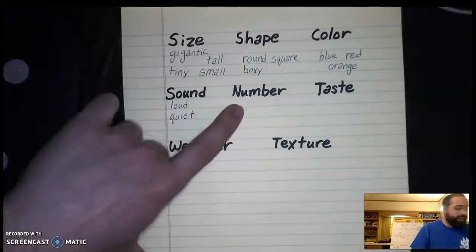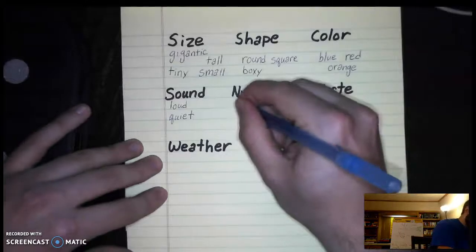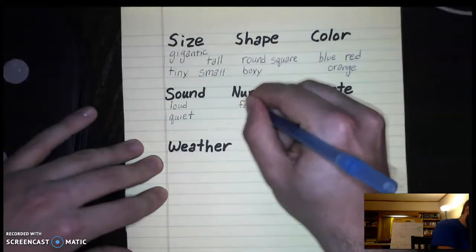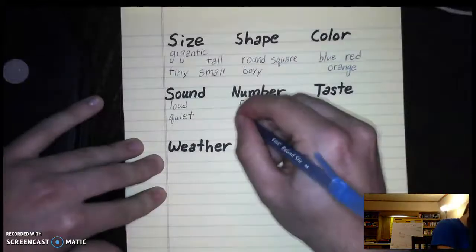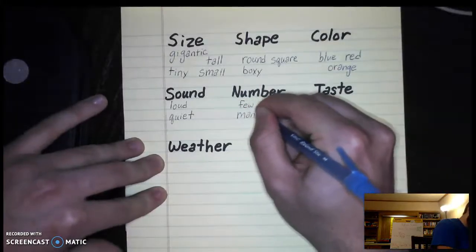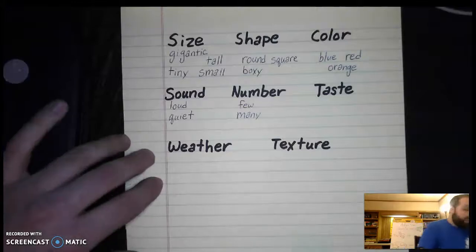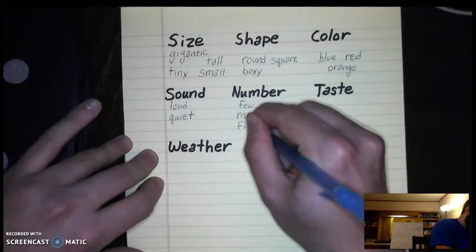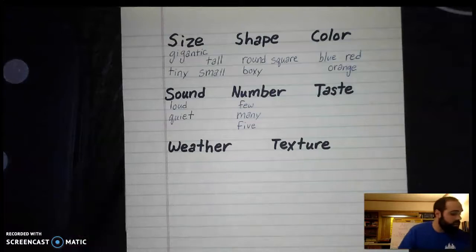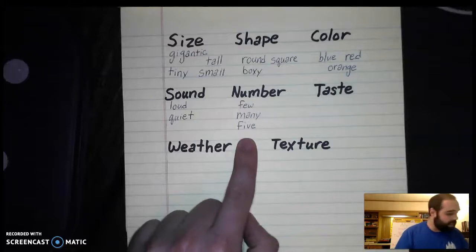We could also go over number. Ooh, this is a good one. So, there are a few students in the classroom right now. There are many girls playing outside. Or you can even use specific numbers such as 5. There are 5 students walking in the hallway. So you can use specific numbers too.